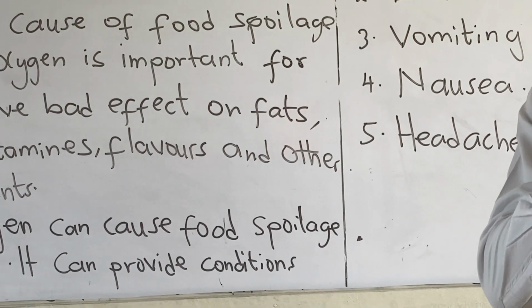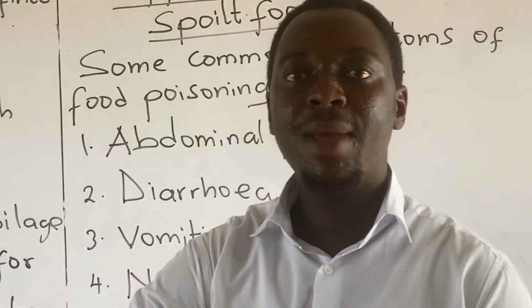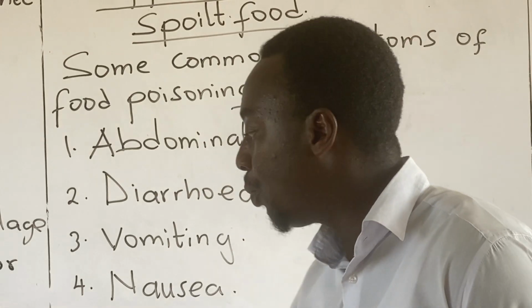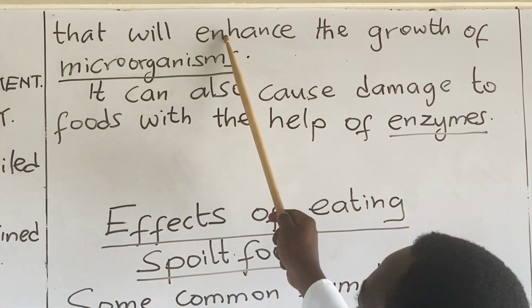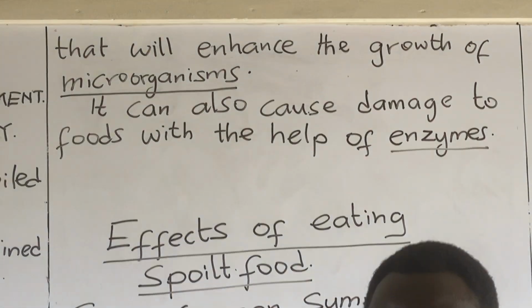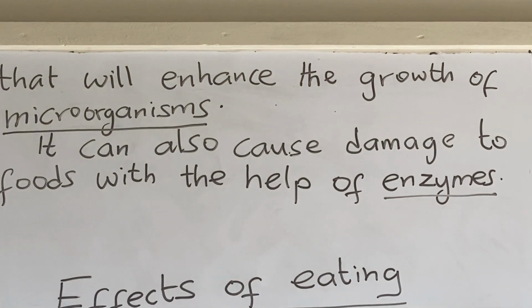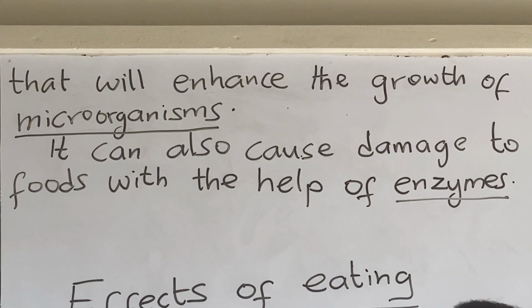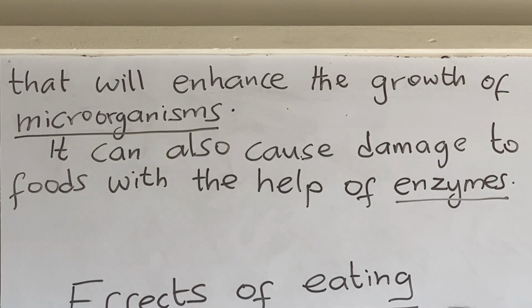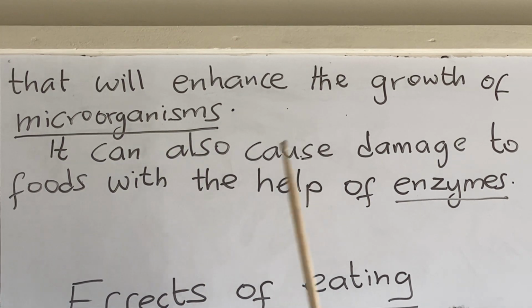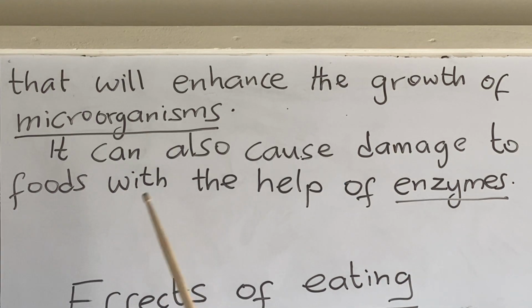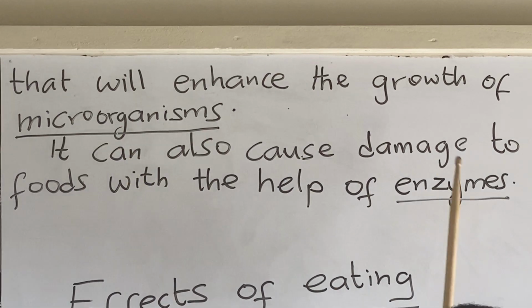The first way that oxygen can make food go bad is that it can provide conditions that will enhance the growth of microorganisms. The second one is, it can also cause damage to foods with the help of enzymes. The key words here are microorganisms and enzymes.